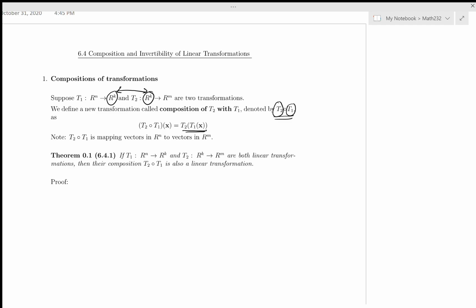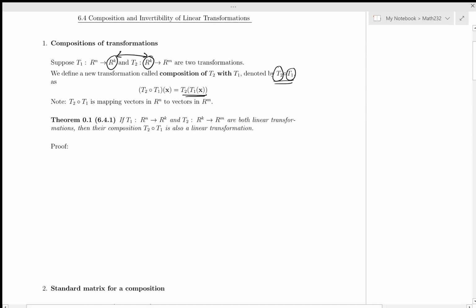Okay, so that's the composition of a transformation. This is very similar, the same as a function composition. We do have to be careful that the dimensions are right. When you've seen single variable functions, you haven't had to worry about the dimensions. Okay, so let's get the theorem out of the way here.